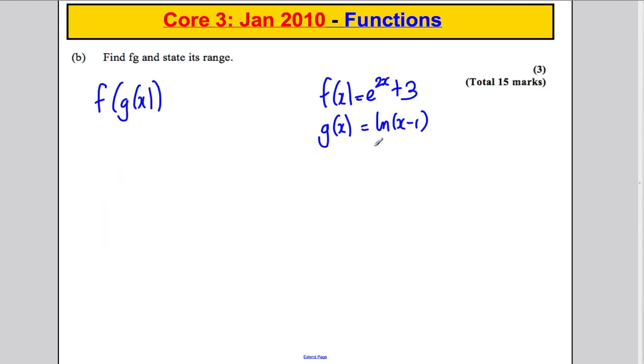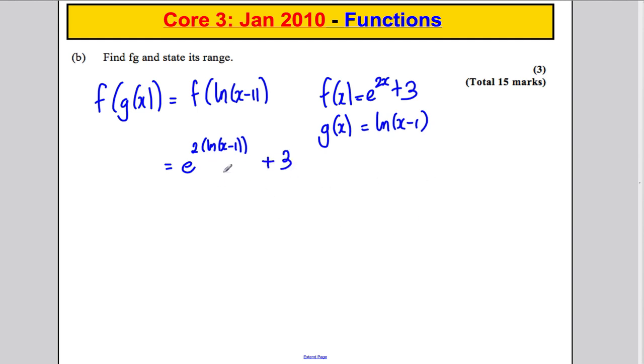Okay, so to work out f of g of x, what we're really working out is f of ln x subtract 1, because that is g of x. So that's putting ln x minus 1 in place of x. So that's the same as e to the 2 ln x subtract 1, plus 3.